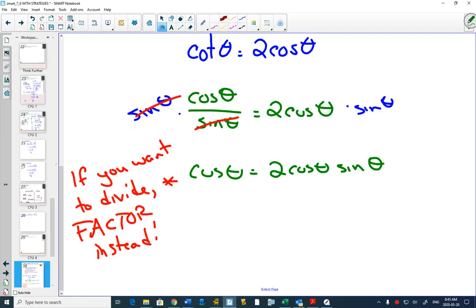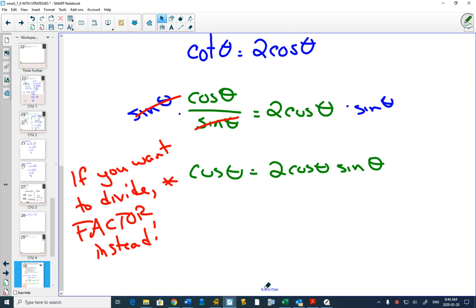But I want you to look at this equation right now and notice that if cos is equal to 0, both sides would equal 0. That would be a solution. If cos is 0, the left side would be 0, the right side would be 0. And that would be a solution. And if you divide by cos, you might be dividing by 0 or getting rid of a solution that you need to consider. So how do we factor instead?